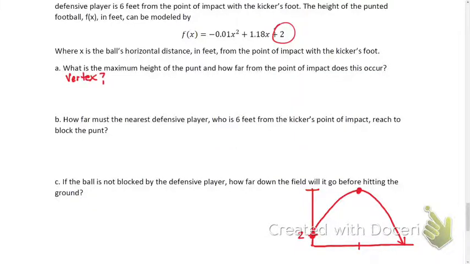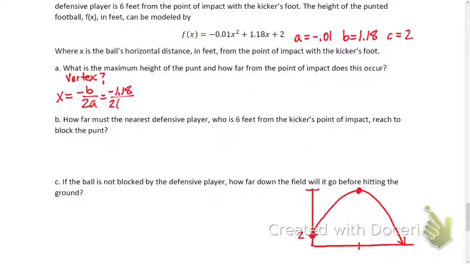I wish they would just come out with it and say, what is the vertex? So we can use this formula to start doing it because it's in standard form. We know up here, let me get rid of that circled 2. We know A is negative 0.01. We know B is 118. And C is 2. So we'll use that on part A and maybe on some later parts. We plug in, we have negative 118 over 2 times negative 0.01. Type that in, and we get 59.